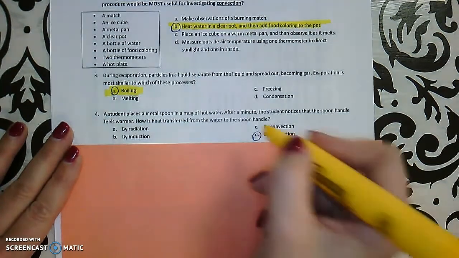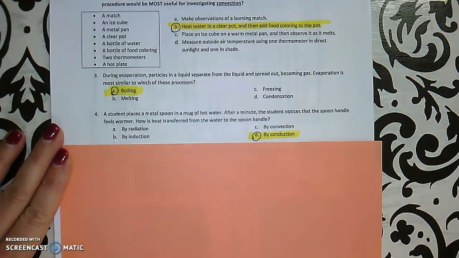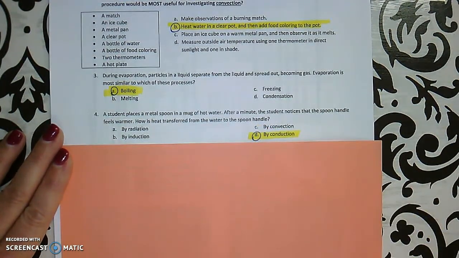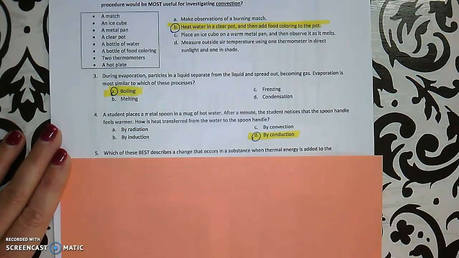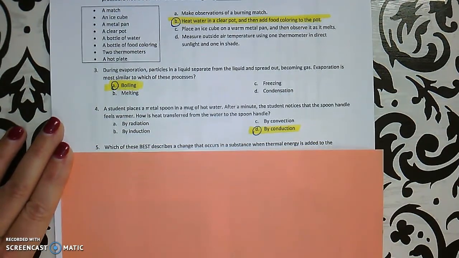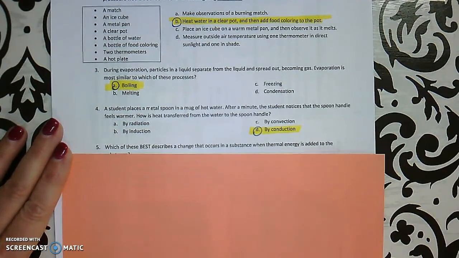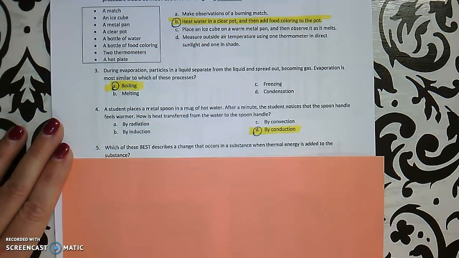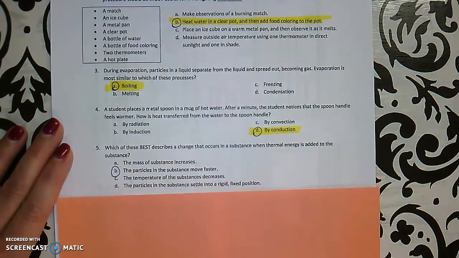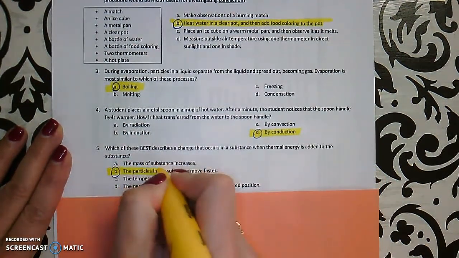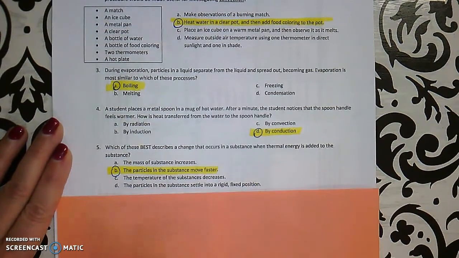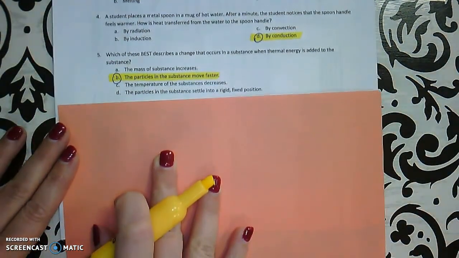It is directly transferred, so it is conduction. Number 5, which of these best describes a change that occurs in a substance when thermal energy is added to the substance? And when you add thermal energy, the particles are going to move faster.